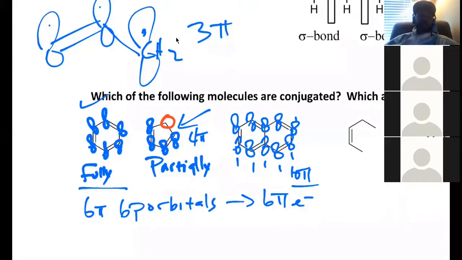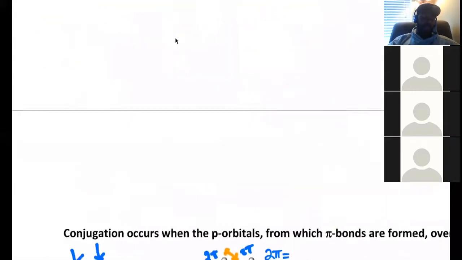Is that making sense? I want to do that first before we move forward, just to make sure that when I say 4 pi or 6 pi or whatever, you understand what I'm talking about. All I'm talking about are the electrons in the p orbitals in those conjugated systems. That's it. Does that make sense? Yes. Okay.